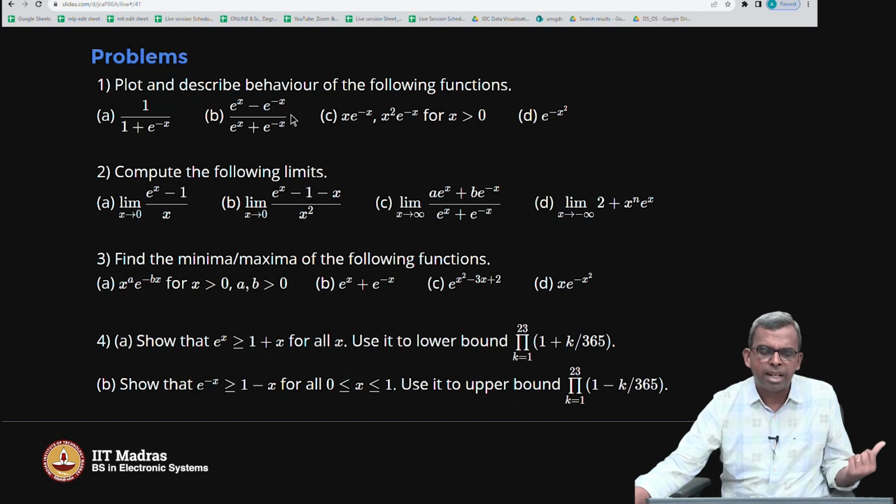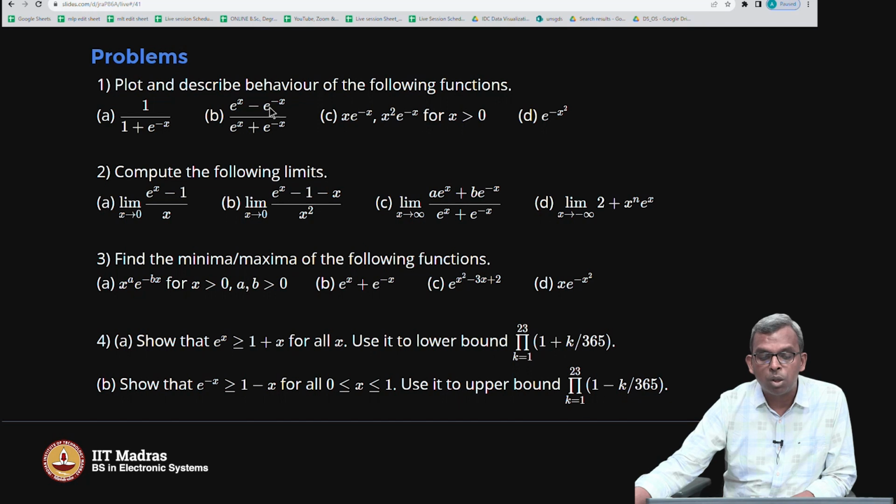What happens in the negative direction? As you go to moderately high negative values, e power minus x is going to be very large. On the other hand, e power x is going to go to 0, right, if x is negative. So I expect the numerator to be minus e power minus x, and the denominator to be plus e power minus x. So it goes to minus 1.